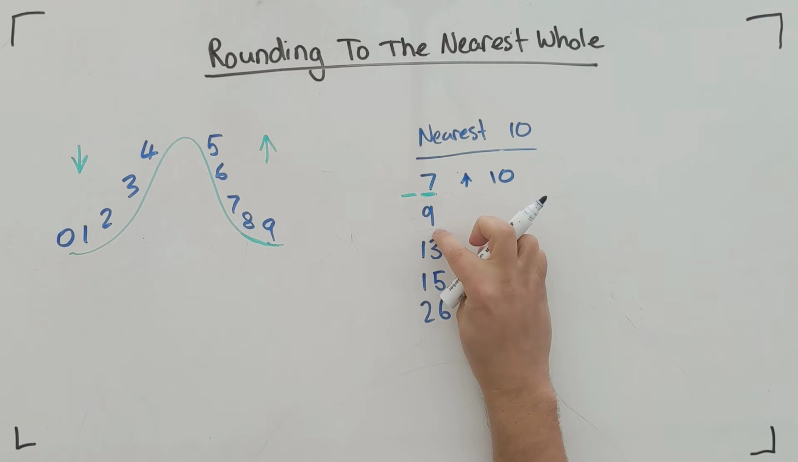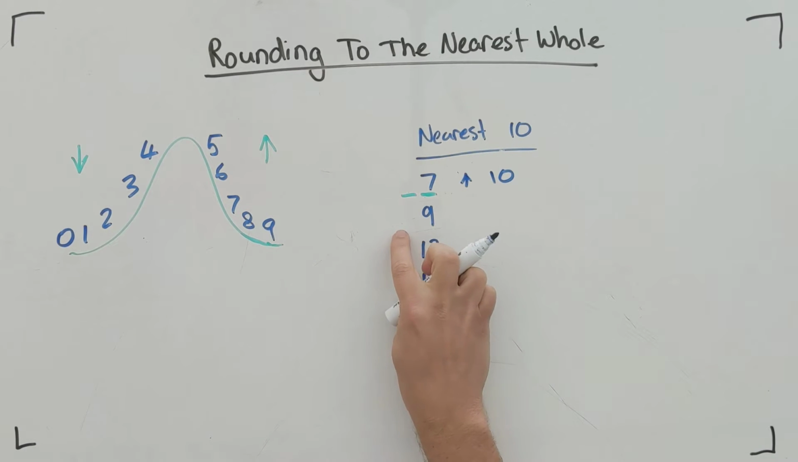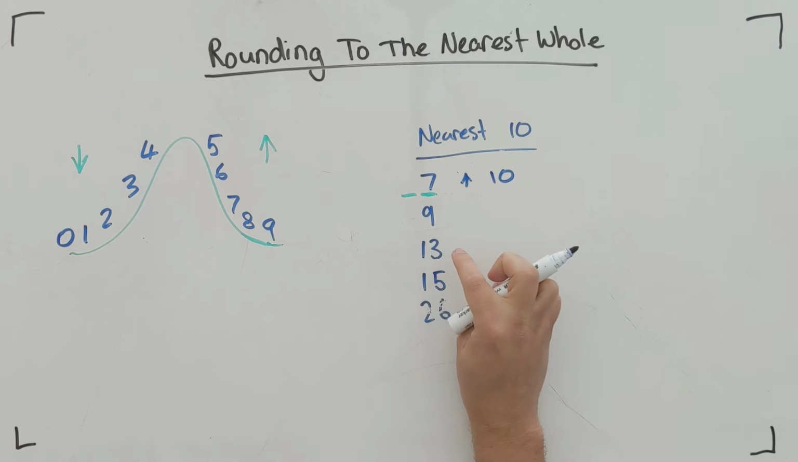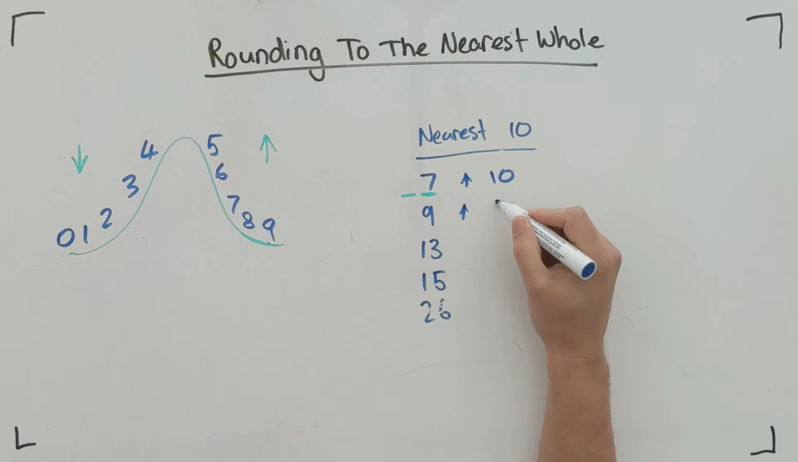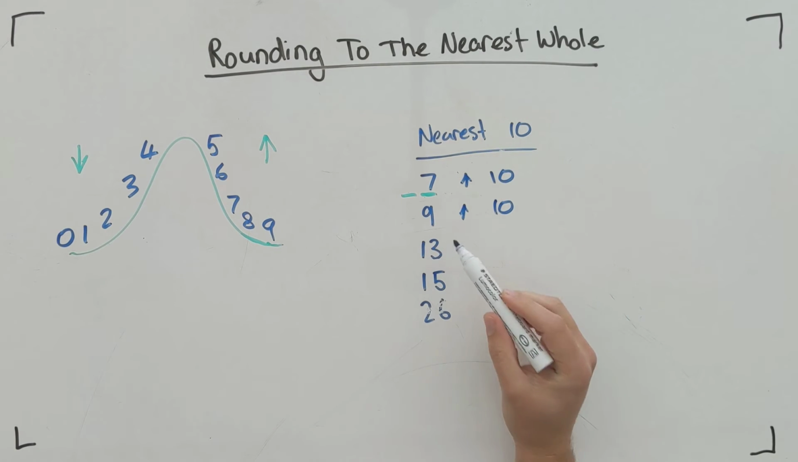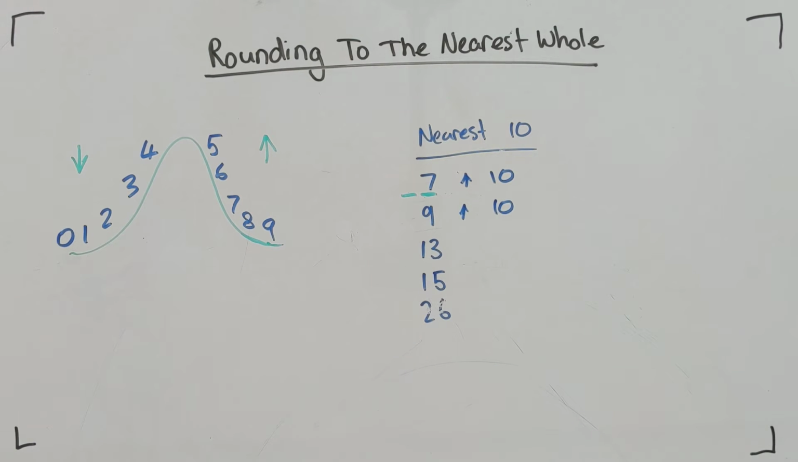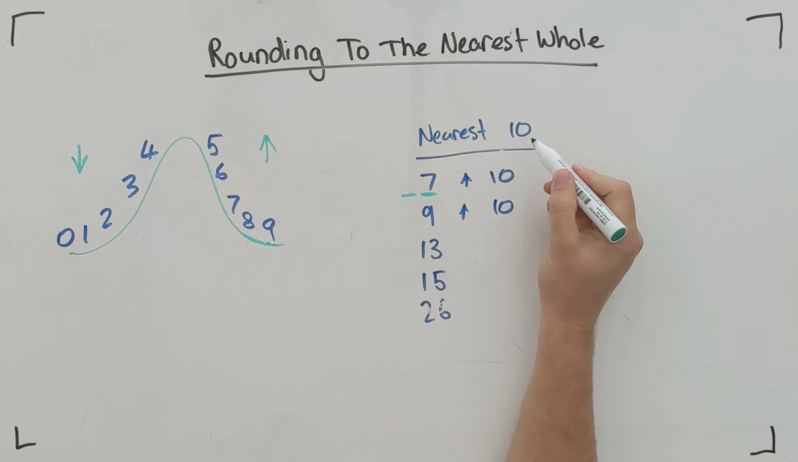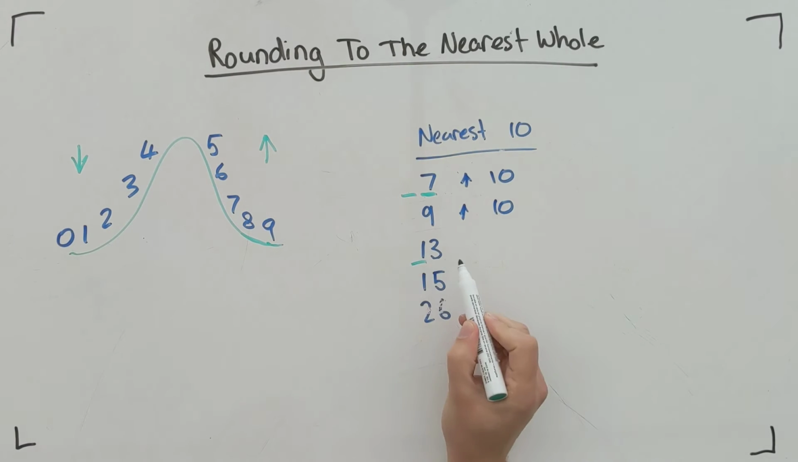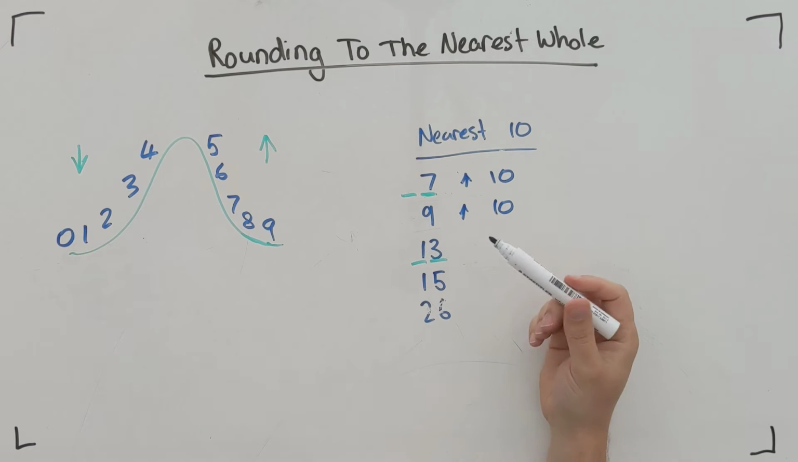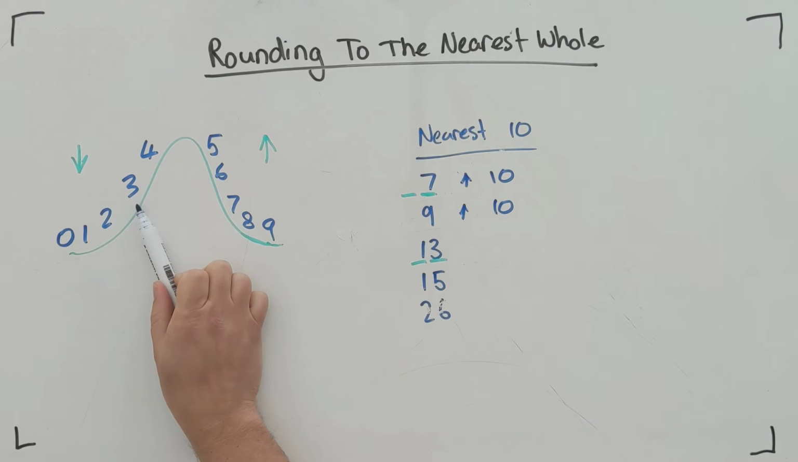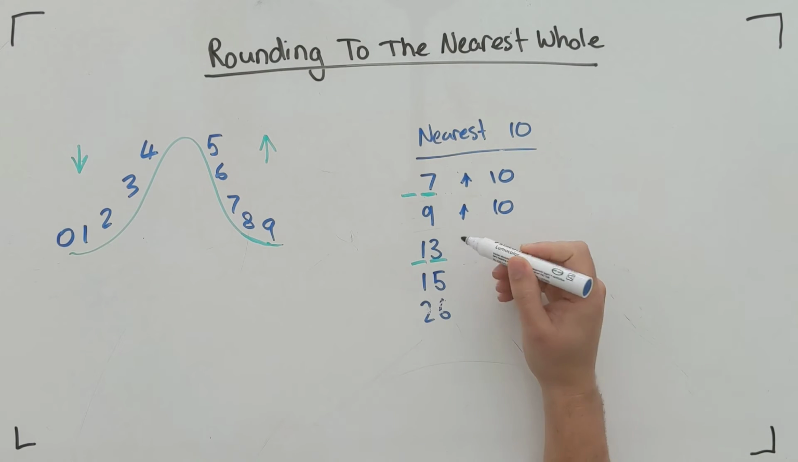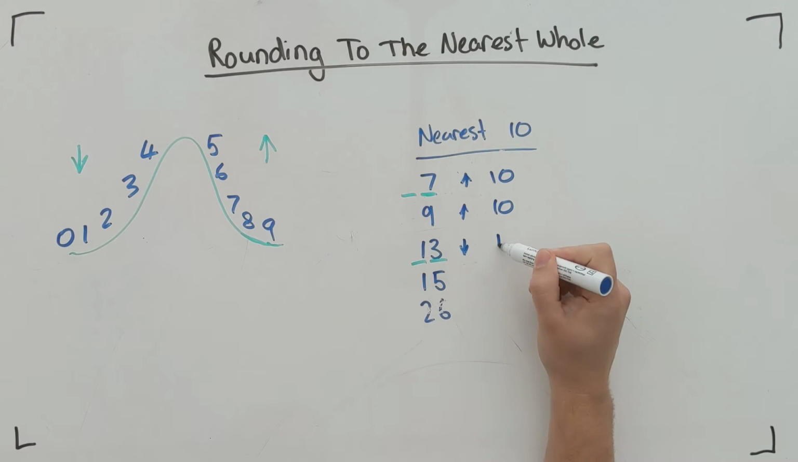9, I'm thinking about not the tens column but the ones column, so the 9 is on the right hand side of the hill, it's going up to 10. 13, again I'm thinking about, because the question's asking about the tens column, so I'm thinking about the number in the ones column. That tells me which way to go. 13, well, the 3 is on the left hand side of the hill, so it is rounding down to 10.